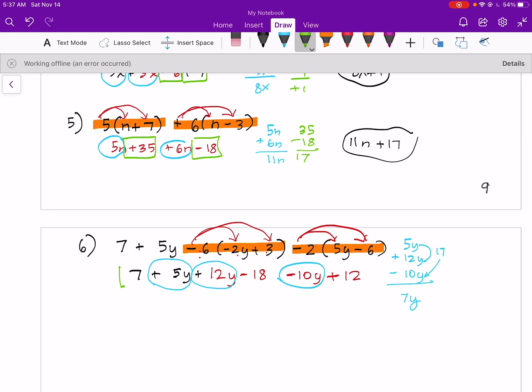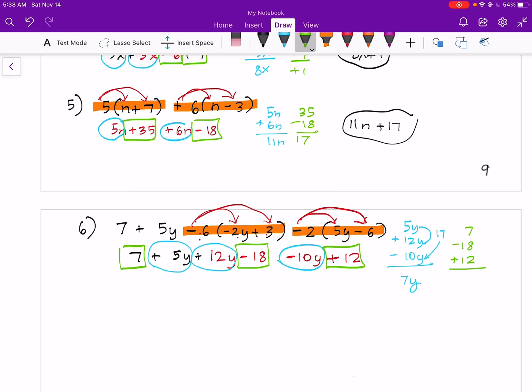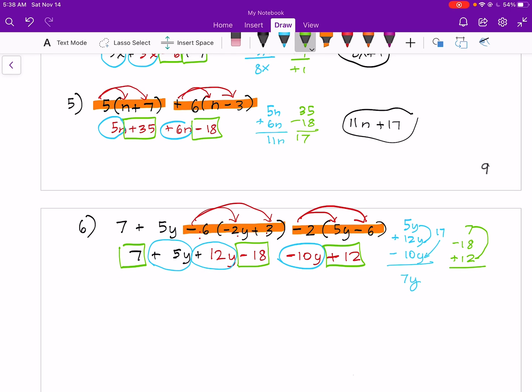Now collect your constants. 7 minus 18 plus 12. And you can do this a couple of different ways. I'm going to put my like things together. So I got two positives, so I'm going to add those two together first. Let's see, 7 plus 12, that's 19. So that's positive. And so then 19 minus 18, that's a positive 1. So when I put it together, I have 7y plus 1.